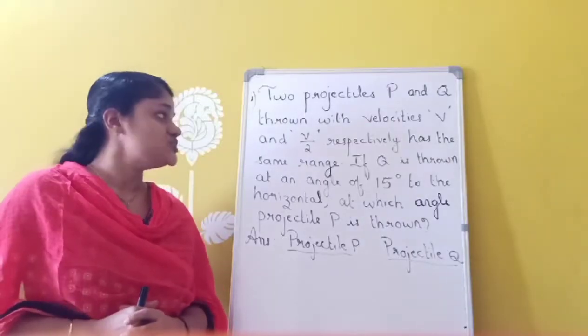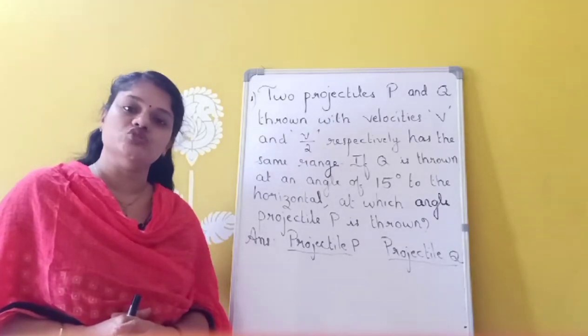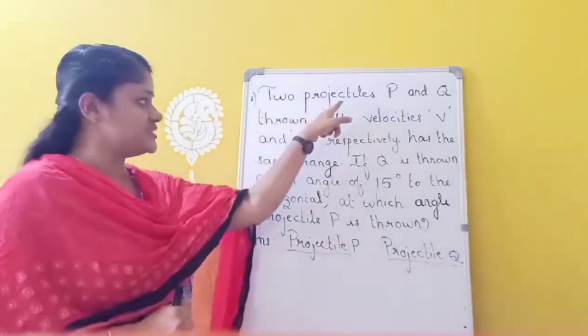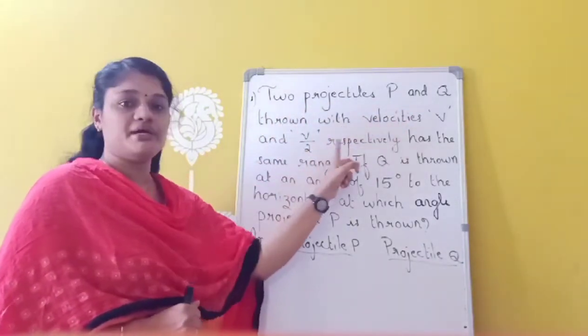Welcome children. Today I am dealing with some problems which may be useful for students who are appearing for entrance exams. So the first one is: two projectiles P and Q are thrown with velocities V and V by 2 respectively.